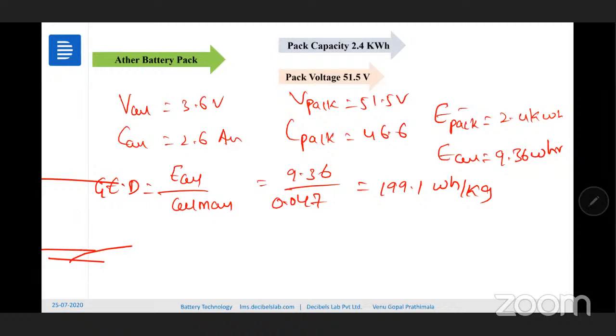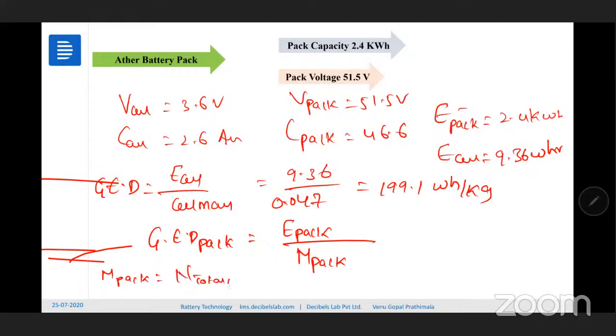If you want to do it for the battery pack, then the gravimetric energy density for the pack equals E pack divided by the battery mass of the pack, M pack. I mean the total mass of the battery pack. So here M pack will be the total number of cells times the cell mass. So M pack equals N total times cell mass. Here we have 252 cells times 0.047 kg, so 252 times 0.047 gives 11.84 kgs.